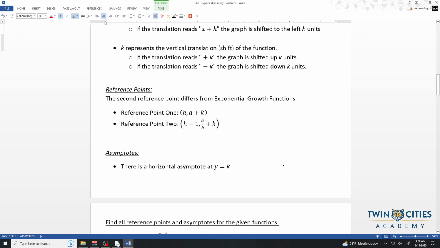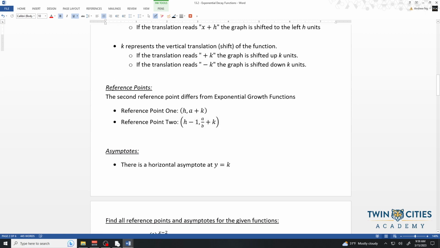Now, what is going to be different are my reference points. Reference point 1 is the same, h comma a plus k, same as exponential growth. However, the second one differs from exponential growth in that here, this is going to be h minus 1, and then a over b plus k. So I want to remember that. My second reference point is h minus 1, then a over b plus k, which also implies that for exponential decay, reference point 1 is now going to be to the right of reference point 2. The horizontal asymptote, however, is still the same, y equals k.